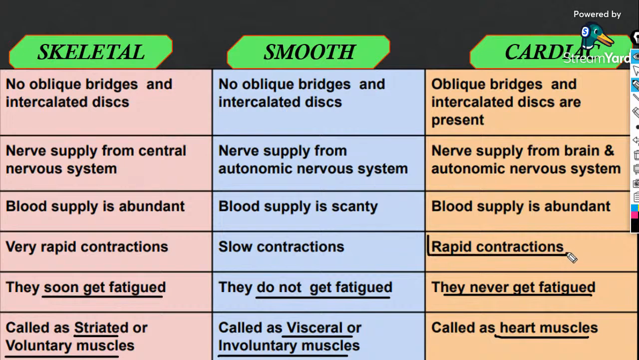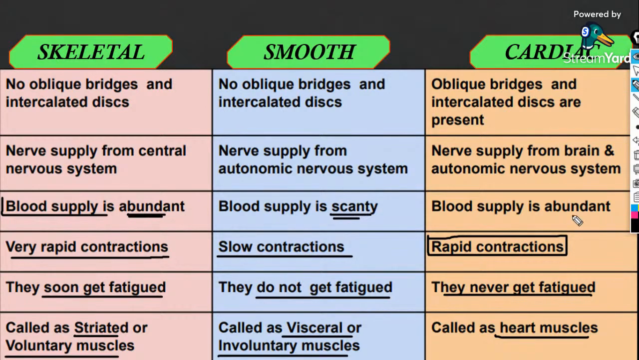Cardiac muscles undergo rapid contraction. Smooth muscles undergo slow contraction. Skeletal muscles also undergo rapid contraction. In skeletal muscles, the blood supply is abundant. In smooth muscles, it is scanty. And in cardiac muscle, it is abundant. No oblique bridges and no intercalated discs are present in skeletal and smooth muscle. Intercalated discs are only present in the cardiac muscle. Done.